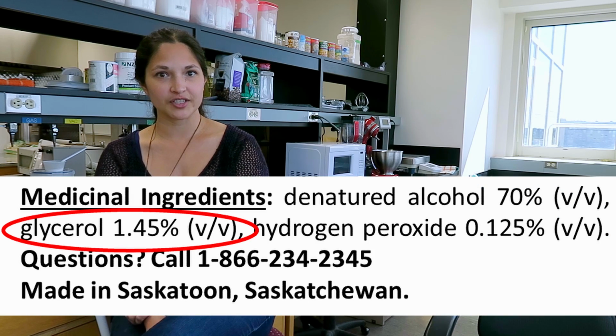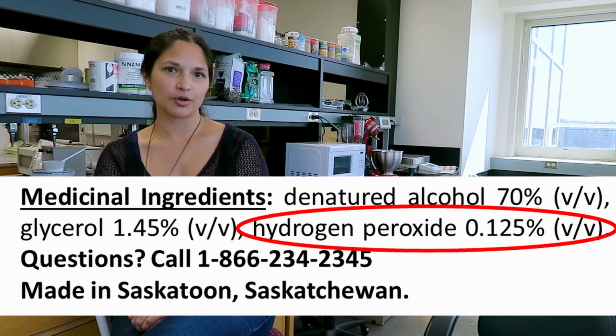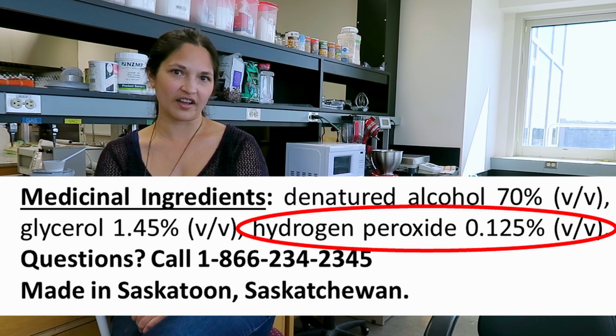Glycerol helps moisturize your skin, but also helps to keep the ethanol on your skin long enough for it to work. And hydrogen peroxide is also a good sanitizing ingredient, but you only need a very little amount of it, 0.125%, and not, as we've seen on some labels, 1.25%.